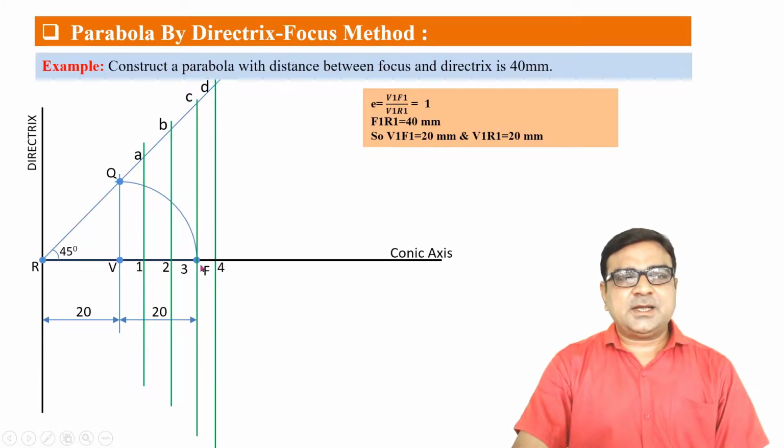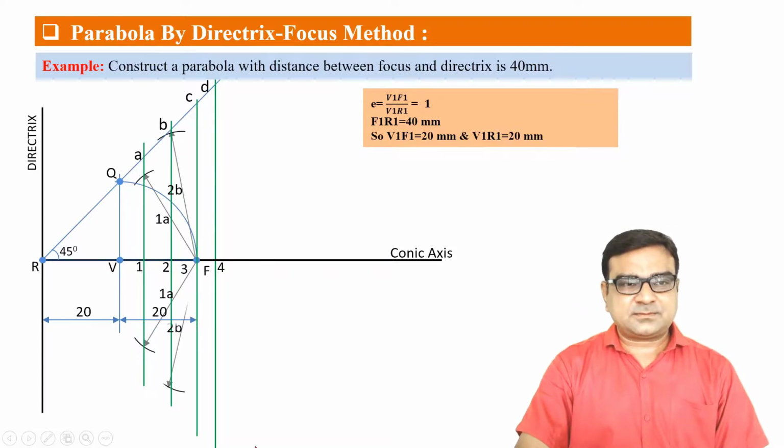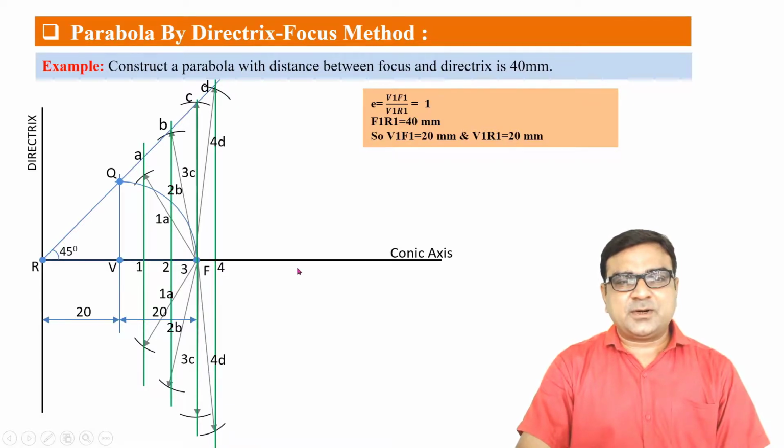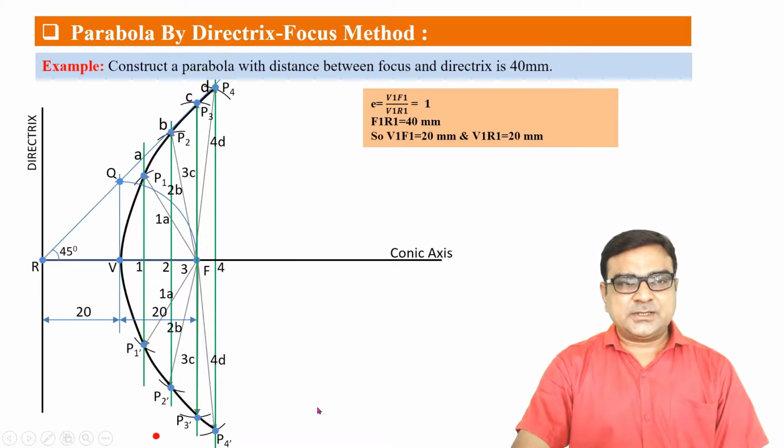Now 1A radius, F center, draw an arc on this particular vertical line to obtain the point of the parabola. V is one point of the parabola. On this vertical line, which is passing through 1, there are two other points of the parabola. Now on line number 2, taking radius 2B, center F, intersect that, and likewise for C and for D. So if you extend these points 1, 2, 3, 4, 5, 6, 7, 8, you will get the long curve of the parabola. So join all the points and draw the parabola.